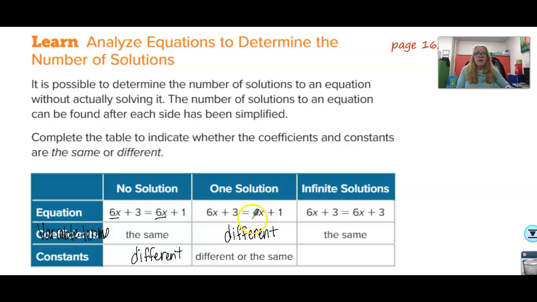That's it. If the variable terms are the same and the constants are the same, then they are identical and they are called an identity. And they have infinite solutions. Yep. So now they finally let you in on that little secret.